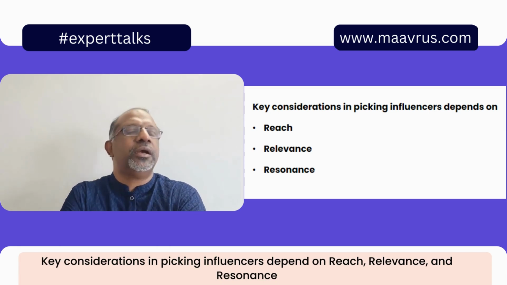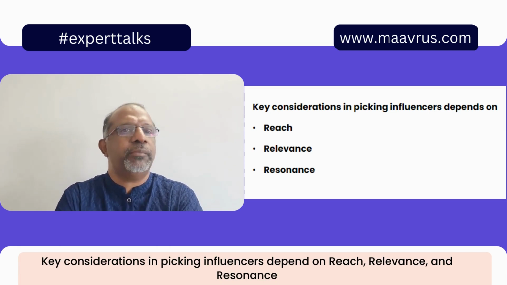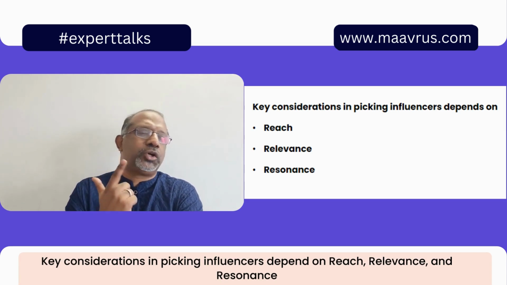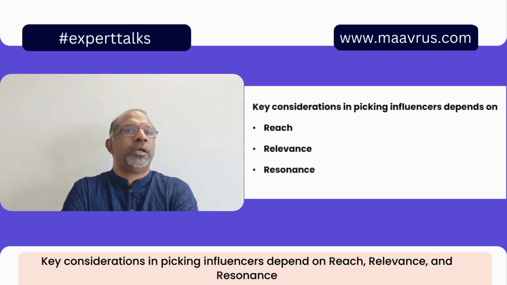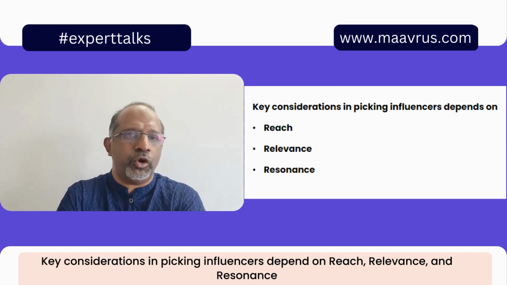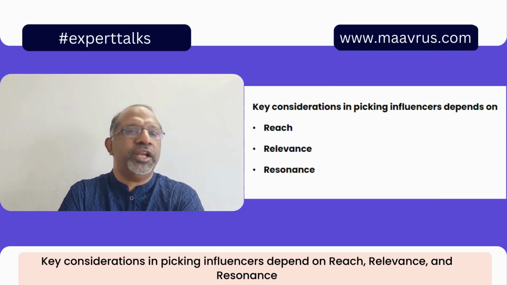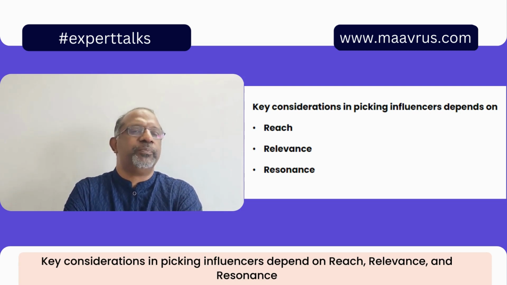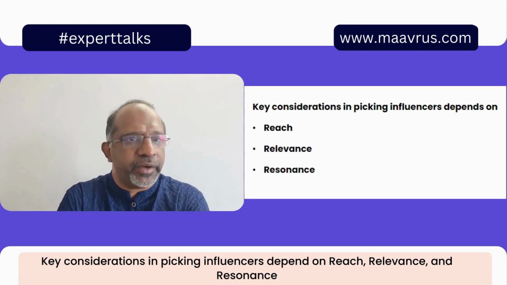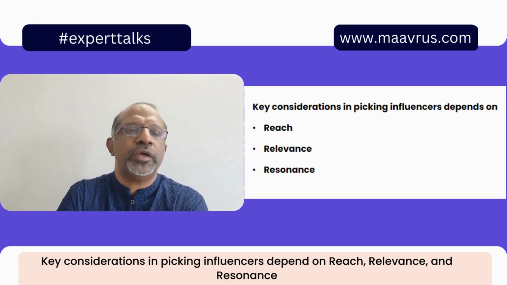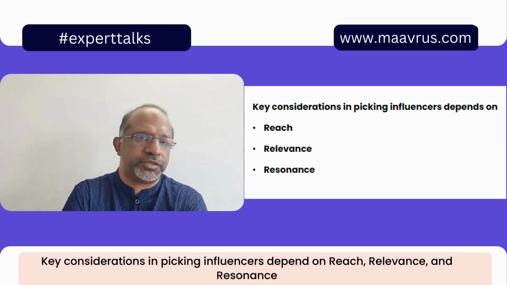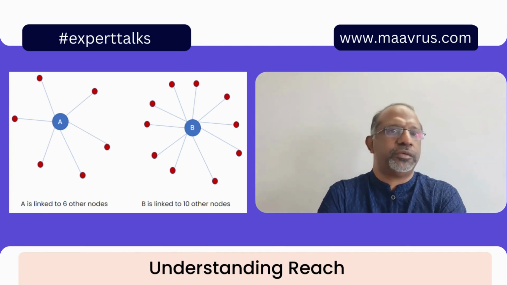One is reach, the number of people that the influencer is able to reach directly and indirectly. Number two is relevance. Is the influencer an authority in the space in which the company operates, and do her beliefs align with those of the company? Number three is resonance. What is the level of engagement rates that the influencer enjoys with his or her followers or network of connects? So let's understand reach first.